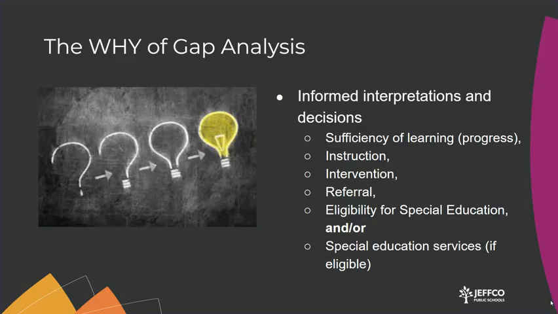Why would we do this? What's the reason for a gap analysis? Well, it helps to make informed interpretations and to make decisions. For example, is there sufficiency of learning? Is the student closing the gap over time? Is our instruction and intervention having an impact? If not, do we need to adjust our instruction or intervention? Do we need to consider referral for special education eligibility? It can also help us with making eligibility decisions for special ed, and it can also inform what special education services a student might need if found eligible.